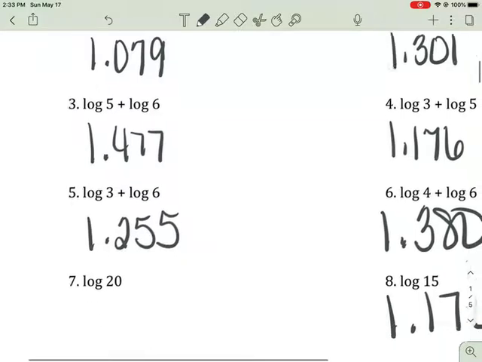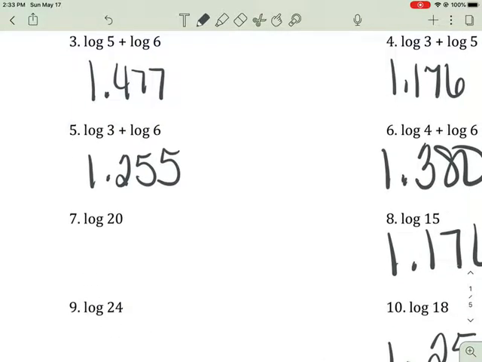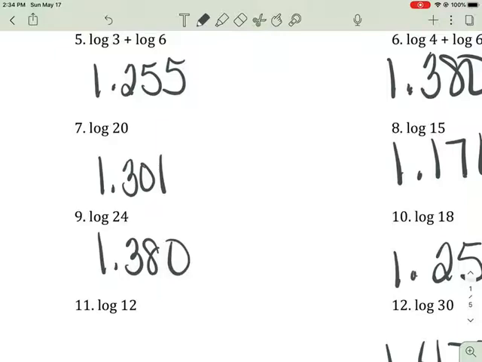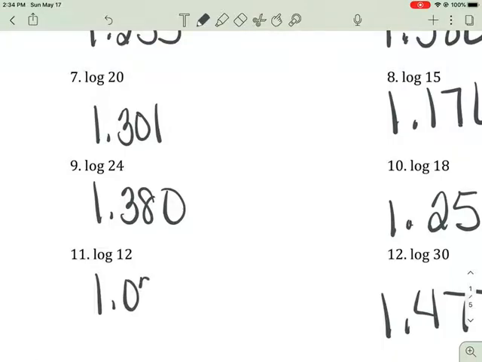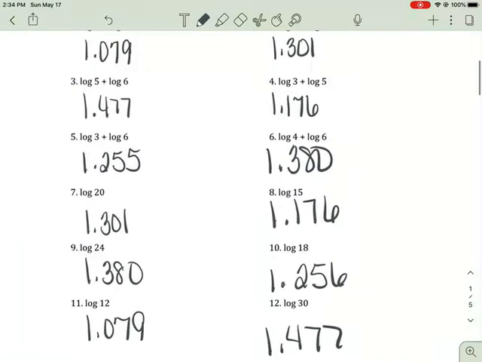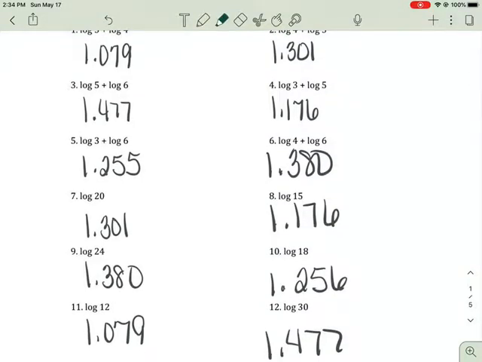All right, now, instead of adding, I'm just going to find what's the log of 20. 1.301. And the log of 24. 1.380. And then the log of 12. 1.079. I thought I did that one already. That's up here. So you're going to see some of the values repeated, and that's going to tell us something.